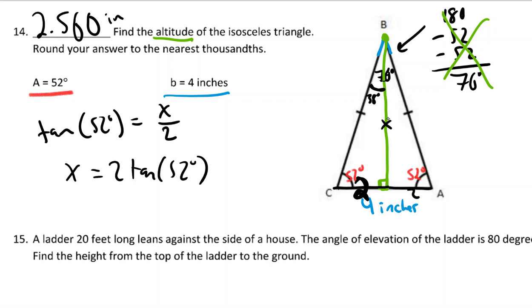So should our answer be bigger or smaller than 2? Should be bigger. It's opposite a bigger angle. So that doesn't guarantee that 2.560 is the correct answer, but we knew the answer had to be bigger than 2. So if it was not bigger than 2, something would certainly be wrong.